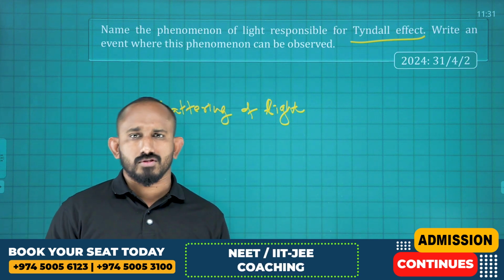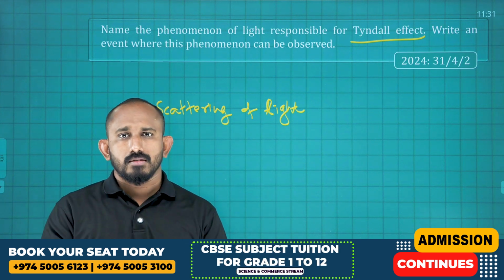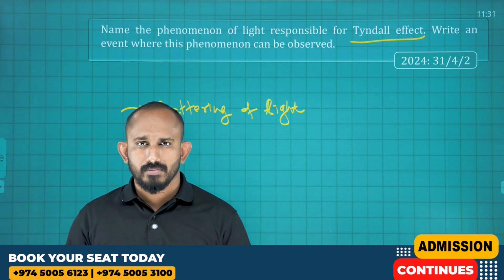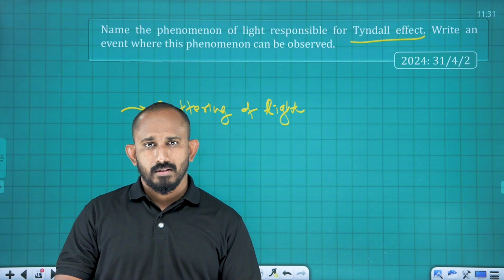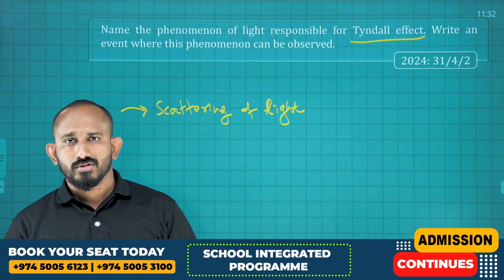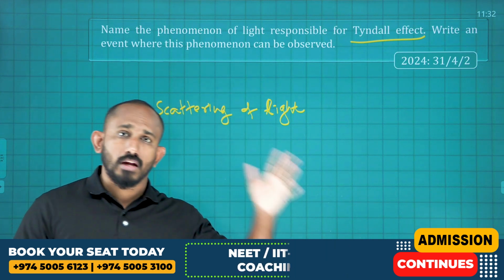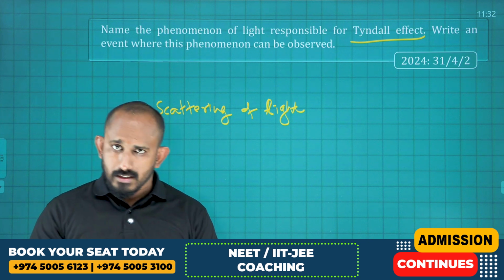Then write an event where this phenomenon can be observed. Especially in a forest, in fog season, in a wild forest, under the canopy, we can see exactly the path of the passage of white light through it. That passage is visible because of the Tyndall effect. So in a forest in severe winter or fog season, the light passes through the canopy. That's an example of the Tyndall effect, a direct application. Let's see the next question.